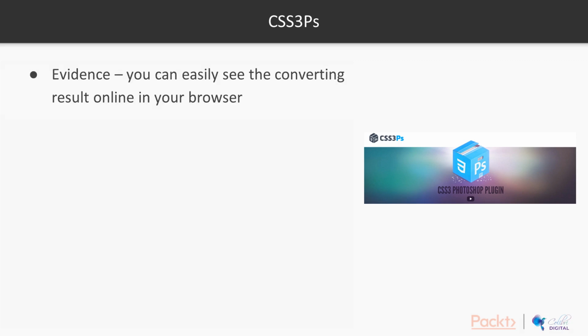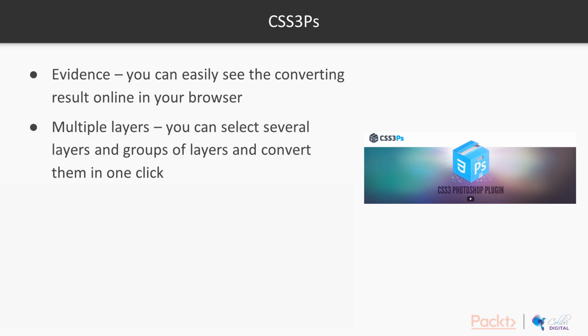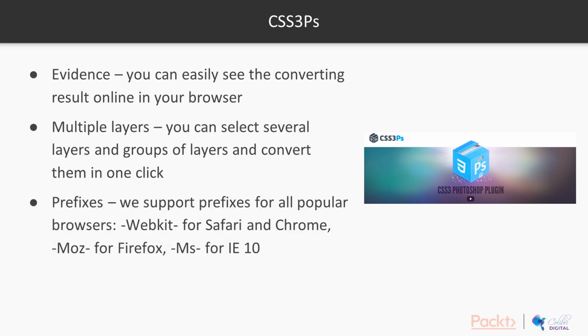The second plugin that I'm going to present in this video is called CSS3PS. And here are some of the main features the authors of this plugin are revealing for us. First of all, evidence. You can easily see the converting results online in your browser. Multiple layers. You can select several layers and groups of layers and convert them in one click. Prefixes. We support prefixes for all popular browsers. For example, WebKit for Safari and Chrome, Moz for Mozilla Firefox, MS for Internet Explorer 10, and etc.